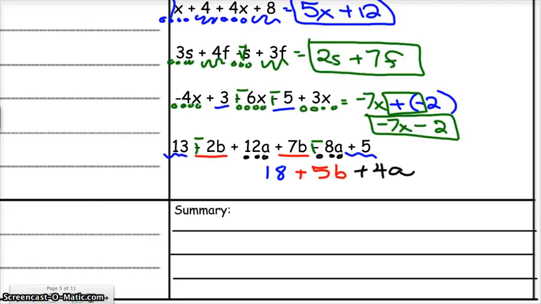And I would be done, but I'm not as beautiful as I want it to be. I want letters first in alphabetical order. 4a plus 5b plus 18. Now, people in math world are extra happy because I have good etiquette. That's it. That's all you need for today.